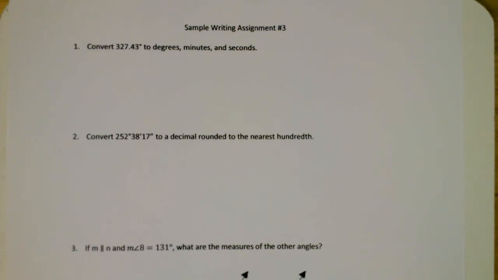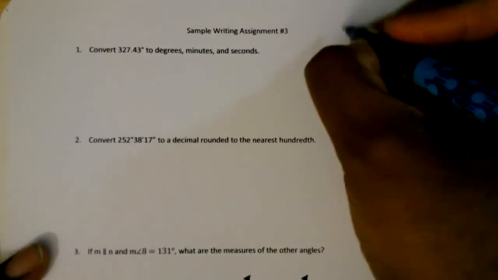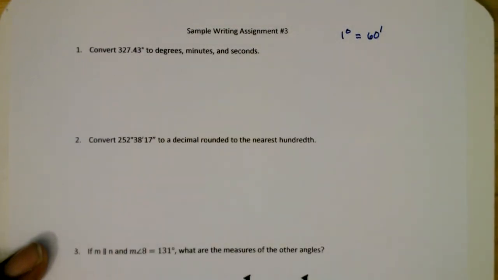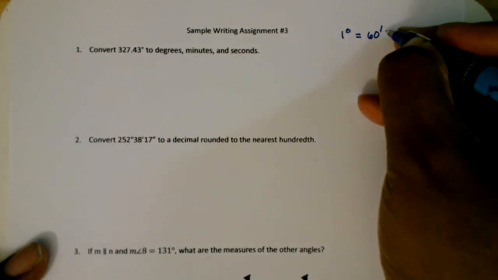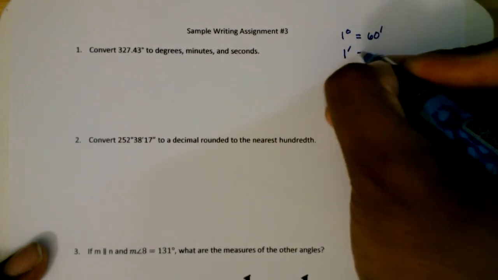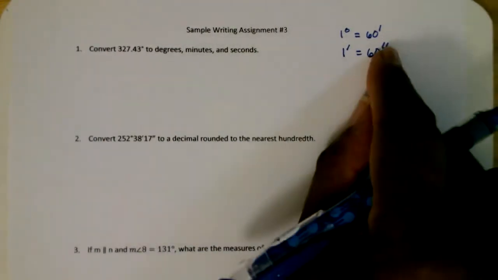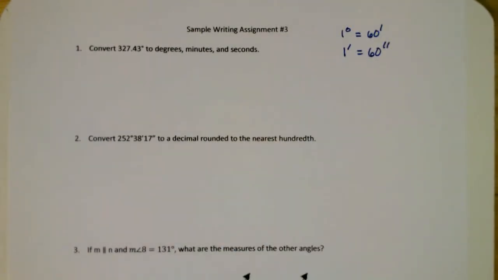Let's say I want to convert 327.43 degrees into degrees, minutes, and seconds. In this case, we need to know that 1 degree is equal to 60 minutes, and this mark represents minutes. Also, 1 minute is 60 seconds. The 2 marks there represent seconds, and this 1 mark represents minutes. That's something that you're going to need to know there. 1 degree is 60 minutes. 1 minute is 60 seconds.